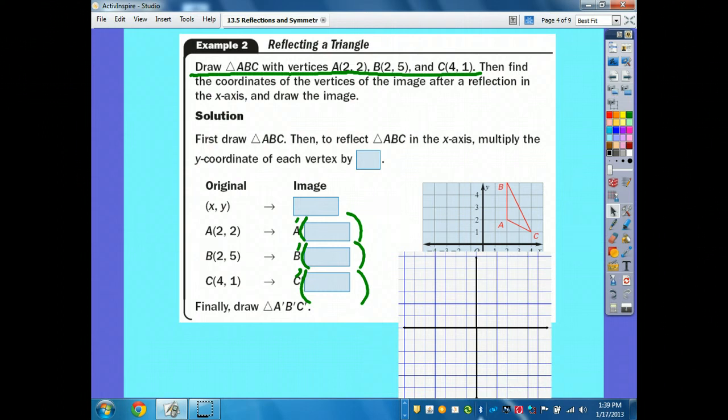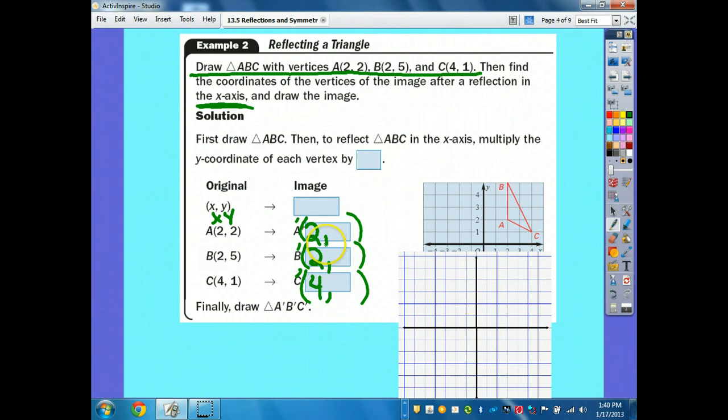So now we need to plot. What do they want us to reflect it in? The x or the y-axis? X. They want us to reflect it in the x-axis. So which one of these are going to stay the same? If I'm going to reflect it in the x-axis, which one stays the same? The x. All of the x's stay the same. So 2, 2, and 4. All the y's we need to take times a -1.